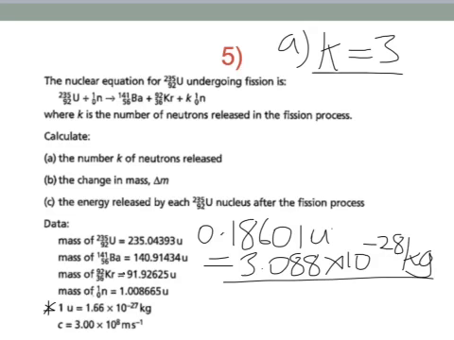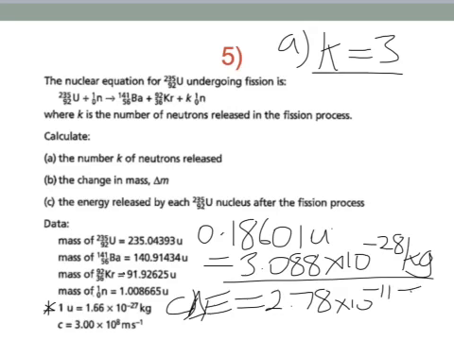Now, to find out what that is in terms of energy released or energy produced, we can multiply by c squared using delta E equals delta m c squared. So doing that for part C gives us the energy released, delta E, equals 2.78 times 10 to the negative 11 joules.